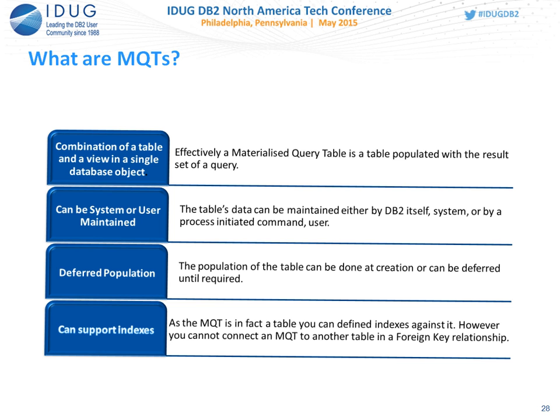You can defer the population. So it can either be populated at create time, or you can defer the population until a time you desire. It can also support indexes, which means it can help with performance. However, one limitation, certainly up to DB2 version 10, is that you cannot define a materialized query table in a foreign key relationship, much as Paul would like to.